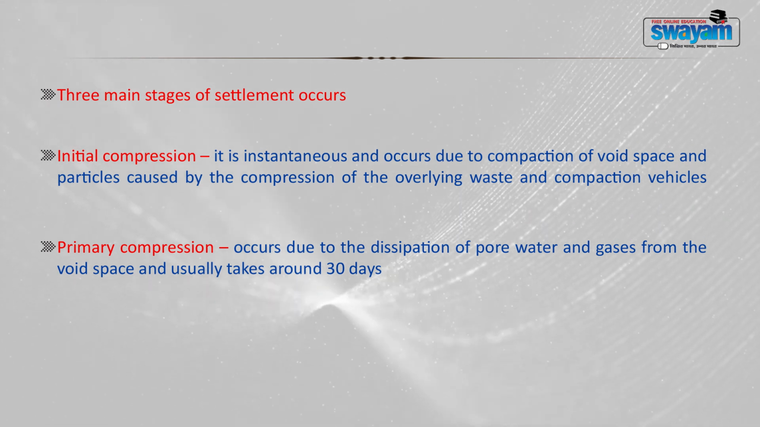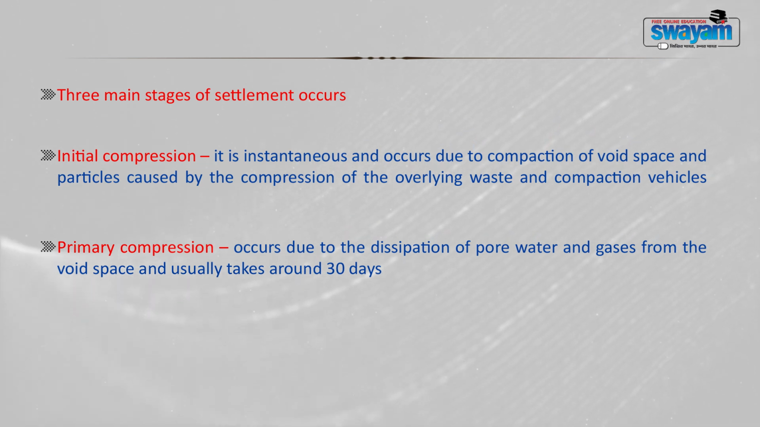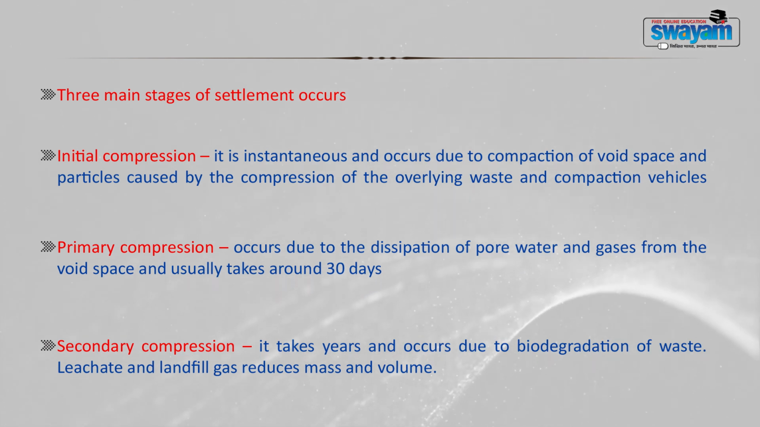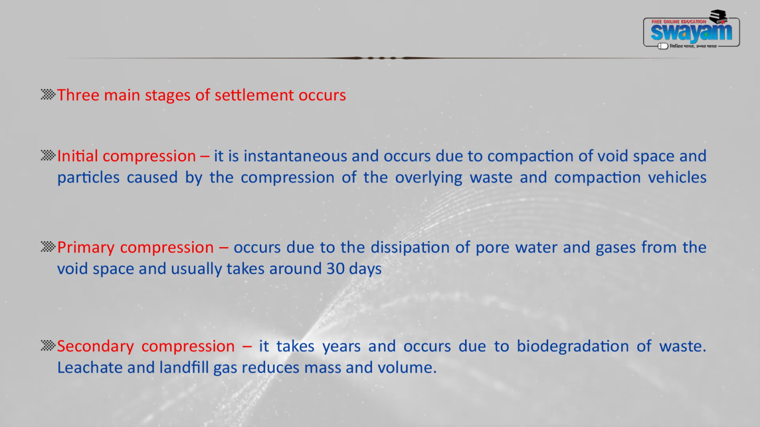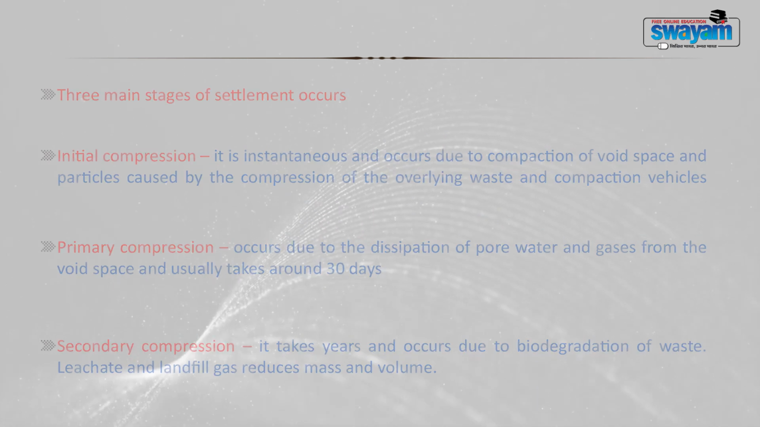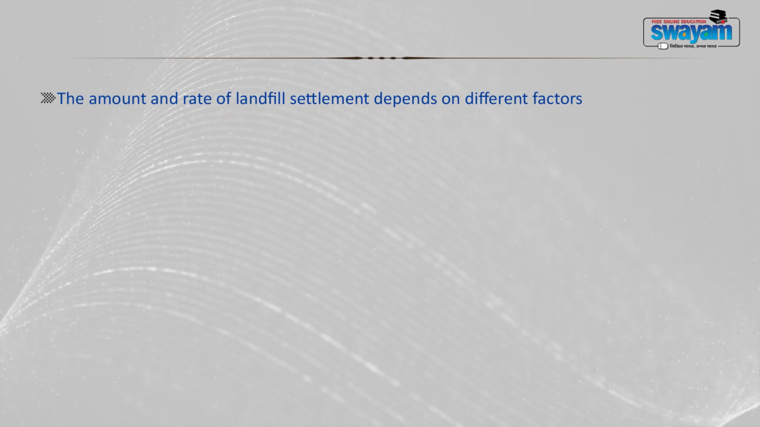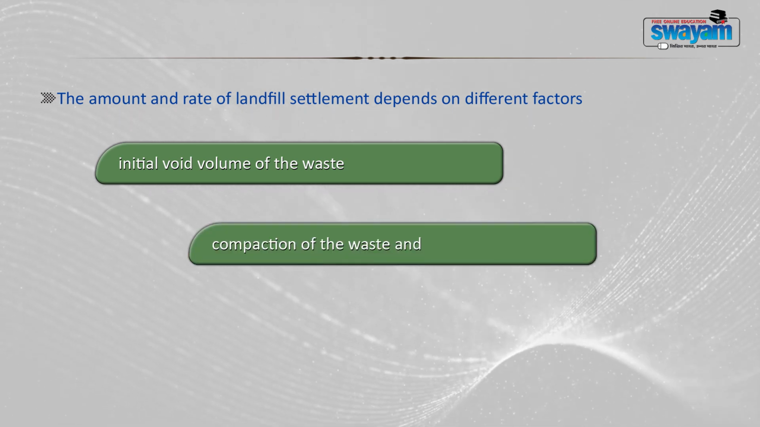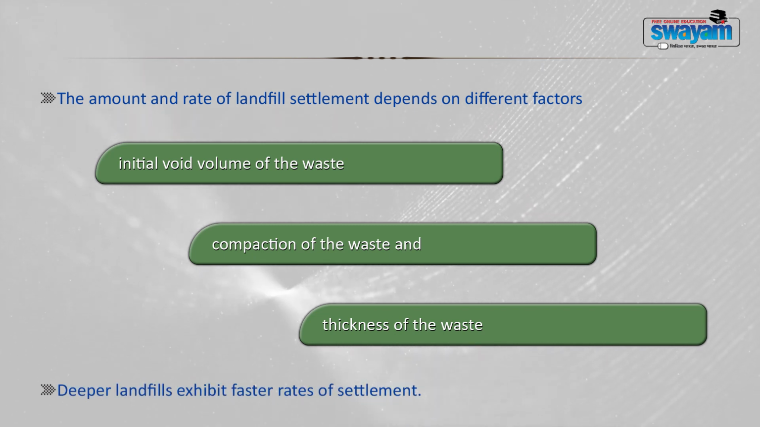and gases from the void space, and generally it takes place around 30 days. The third stage of settlement is your secondary compression, where it takes many years, and this occurs due to biodegradation of waste. Now, leachate and landfill gas reduce the mass and volume. The amount and rate of landfill settlement generally depends on certain factors like initial void volume of the waste, compaction of the waste and thickness of the waste. Deeper the landfill, more will be the settlement.